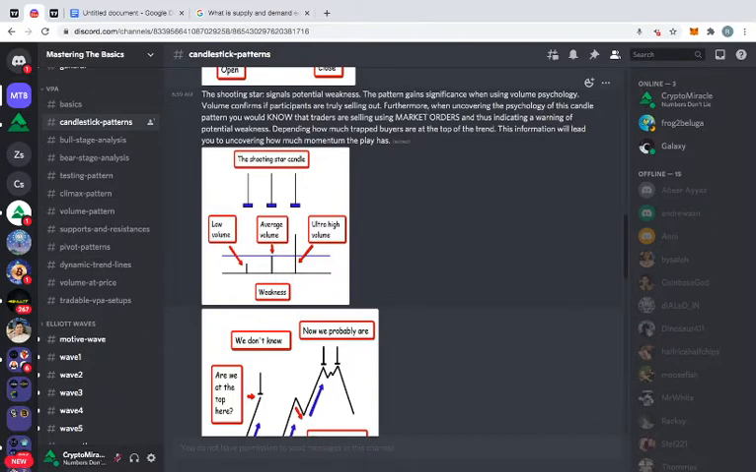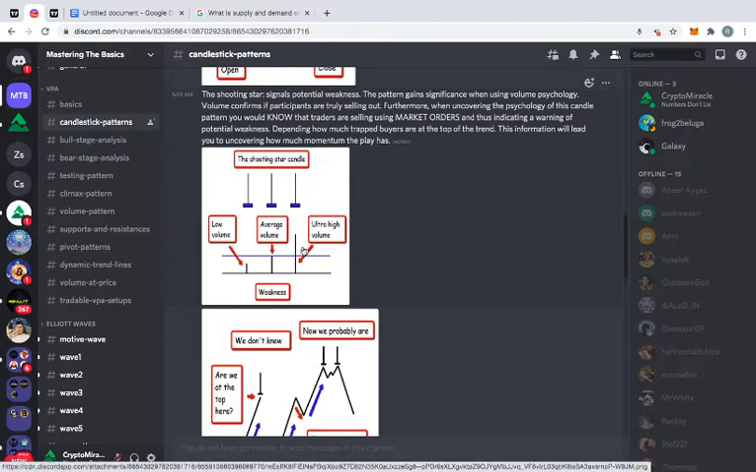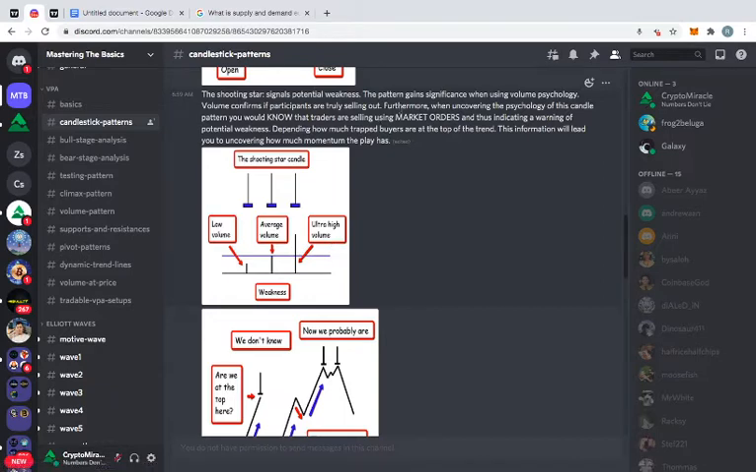The pattern gains significance when you use volume psychology. Volume confirms if participants are truly selling. So if there's a lot of volume, they're actually selling, okay? And then there's also people buying. So it's like balancing the scales. For someone to sell, there's got to be a buyer. For someone to buy, there's got to be a seller, right? So that's where you have to anticipate the price.